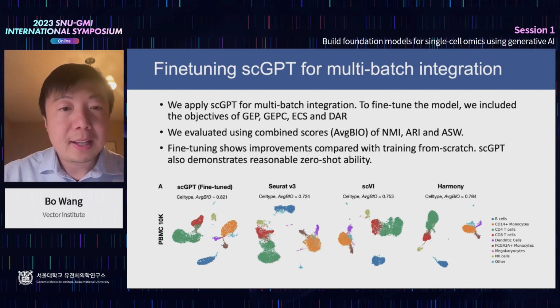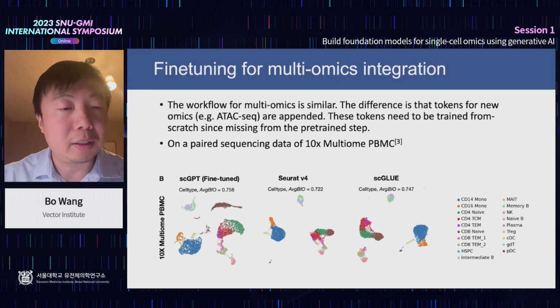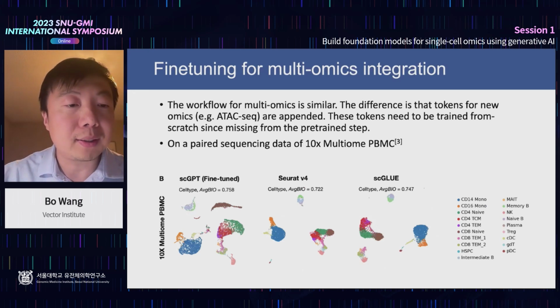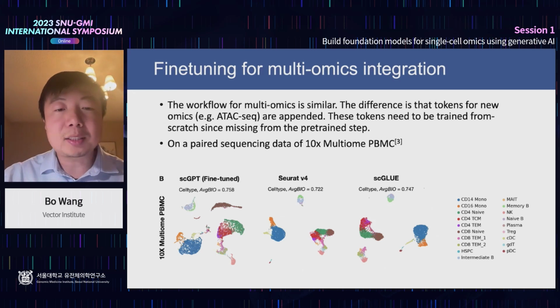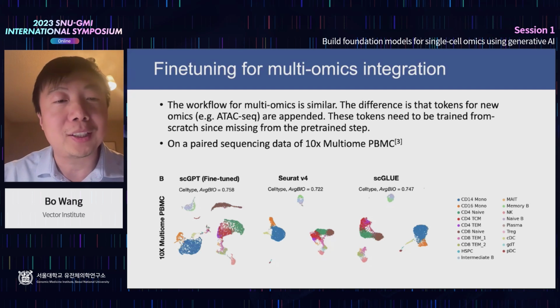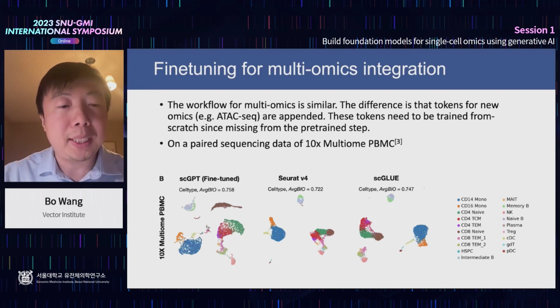And we then went ahead and tested multi-omic integration, where we have not only single-cell RNA-seq, but also single-cell ATAC-seq. And I just want to emphasize that we actually don't have a foundation model for ATAC-seq due to data limitations. What we did is simply map the peaks into genes and then use the same pipeline of fine-tuning multi-batch integration of RNA-seq for multi-omic integration.